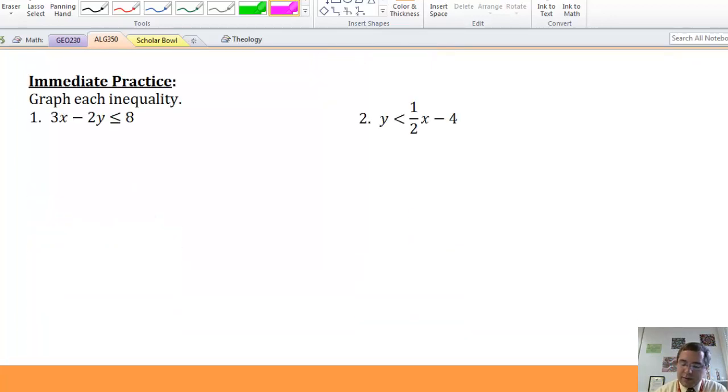Here are your immediate practice problems. Graph each inequality. Number 1, 3x minus 2y is less than or equal to 8. Number 2, y is less than 1/2 x minus 4. Graph each one of them. Shade the appropriate region. Write down each equation, or each inequality, I mean. And that is the end of section 3.7.